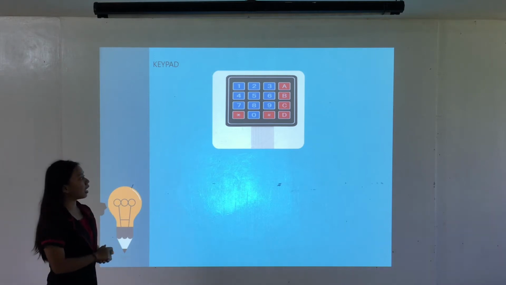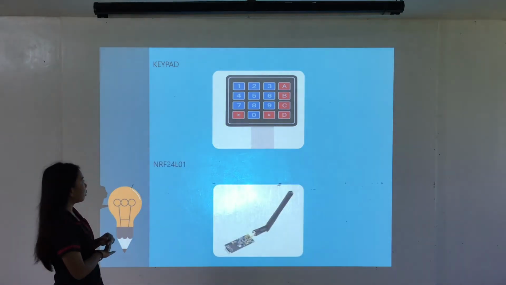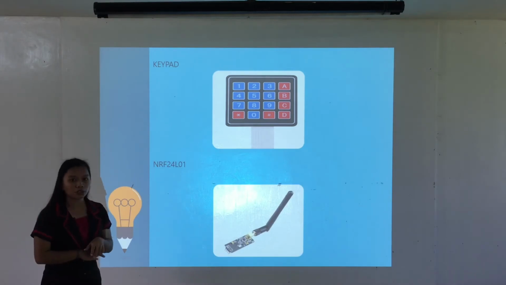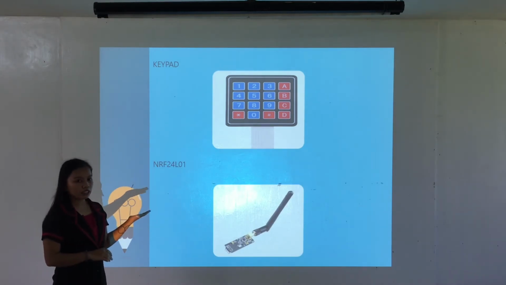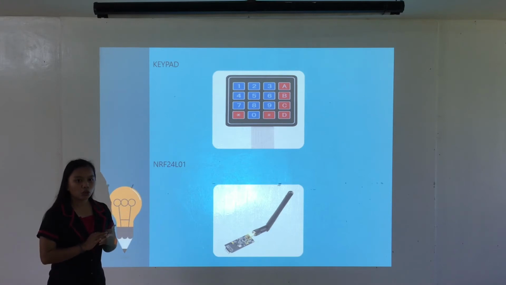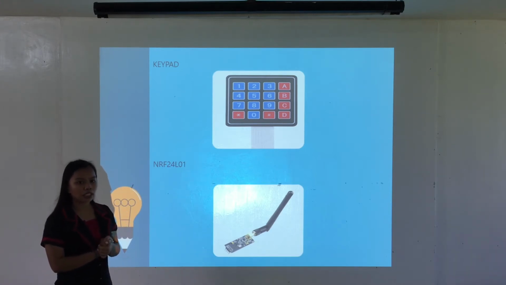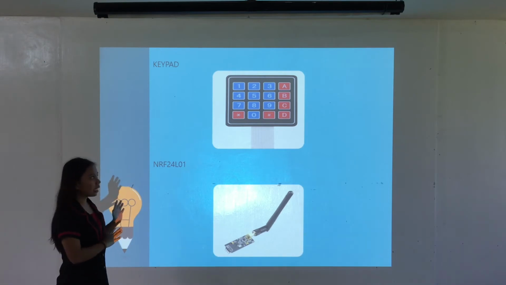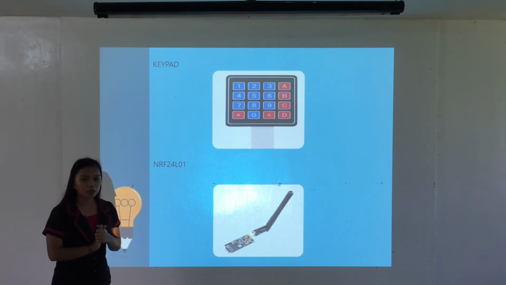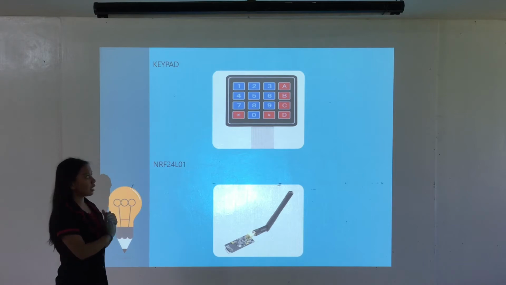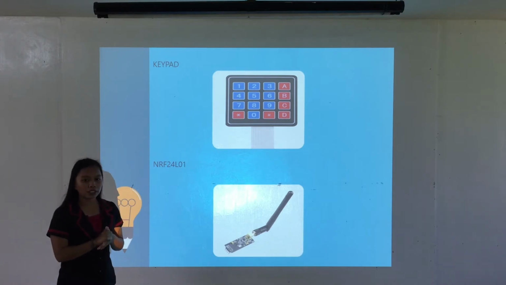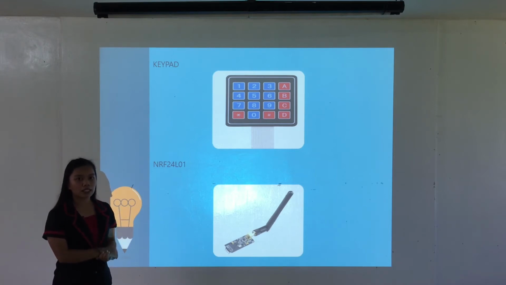So next is the NRF24L01 transceiver module. Basically it is a wireless transceiver which is used to send and receive data by using radio waves. It is a single chip transceiver module. It uses the SPI protocol for transmitting data. Its data transmission speed is up to 2 Mbps.